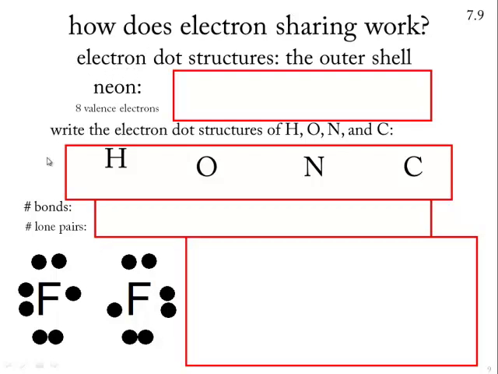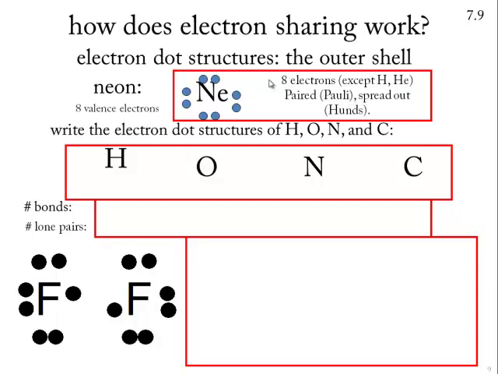We can draw electron dot structures to represent the outer shell, and I've done that for fluorine. And so let's try it for neon. How many valence electrons? 8. So it's got a full outer shell, and that's represented like this. This means it doesn't need to do anything. It's fully stable. Try it for hydrogen, oxygen, nitrogen, and carbon. Pause this video and go ahead and do it. You should find that hydrogen has 1 valence electron, oxygen has 6, nitrogen has 5, carbon has 4.